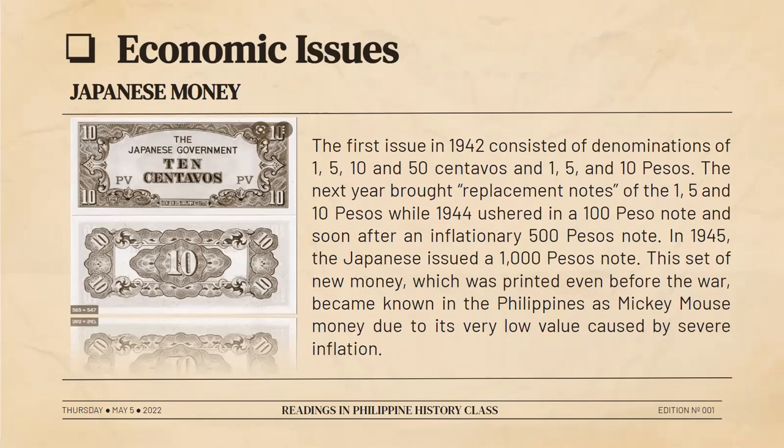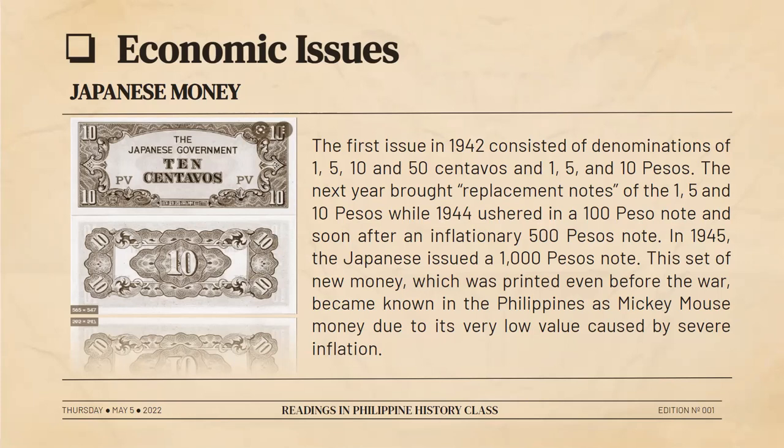Next, Japanese money. The first issue in 1942 consisted of denominations of 1, 5, 10, and 50 centavos and 1, 5, and 10 pesos. The next year brought replacement notes of the 1, 5, and 10 pesos, while 1944 ushered in a 100 peso note, and soon after an inflationary 500 peso note. In 1945, the Japanese issued a 1,000 peso note.